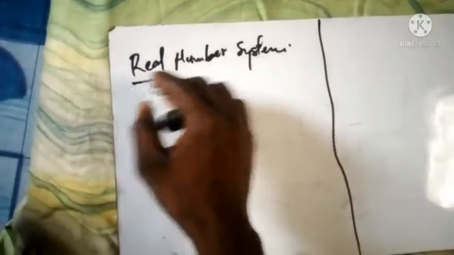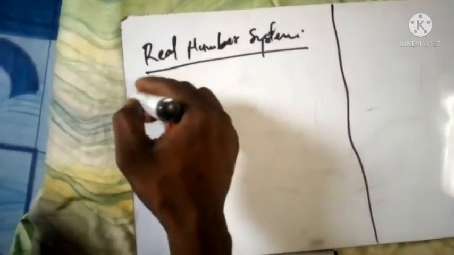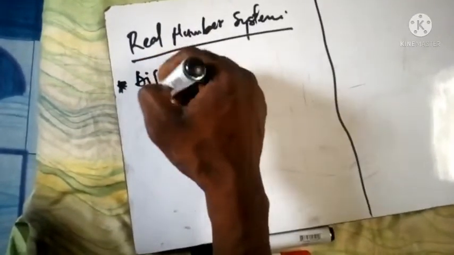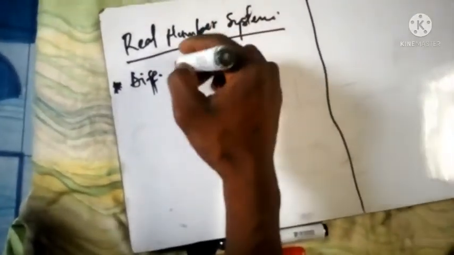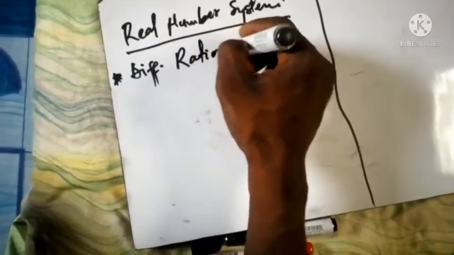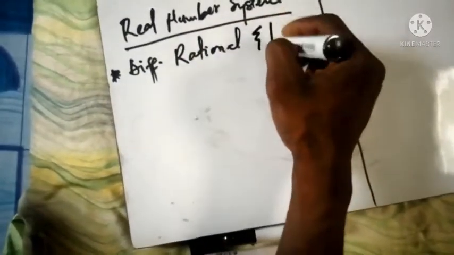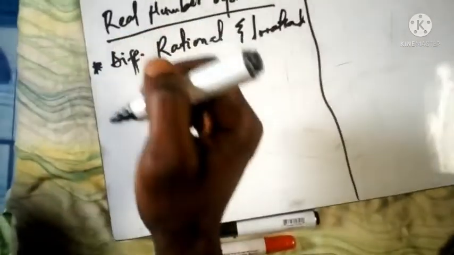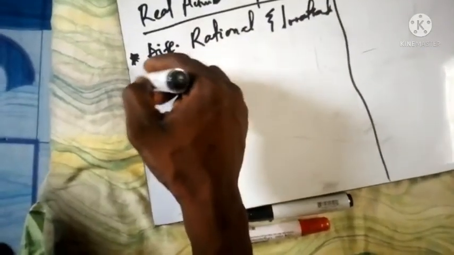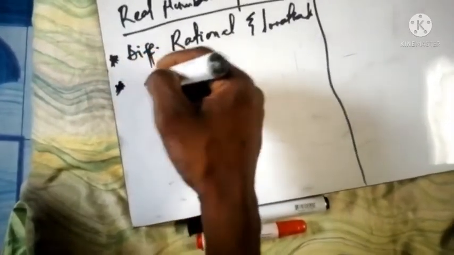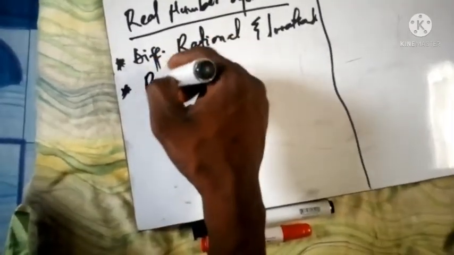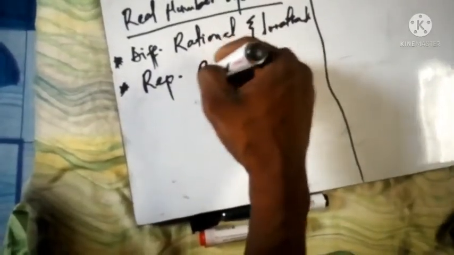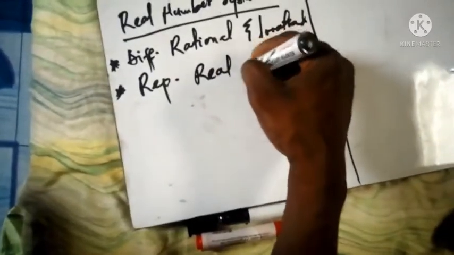Under this one we are going to talk about the differences between rational and irrational numbers. And then you also have a look at how to represent numbers on the real number line. Is that okay? Real number line.